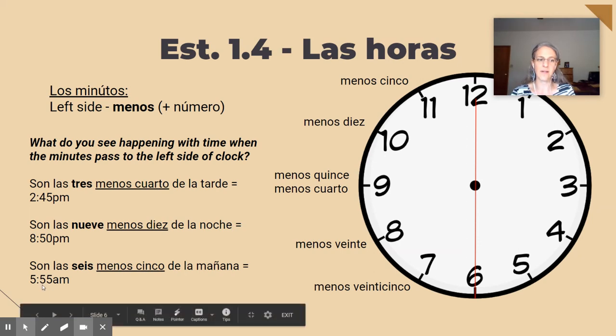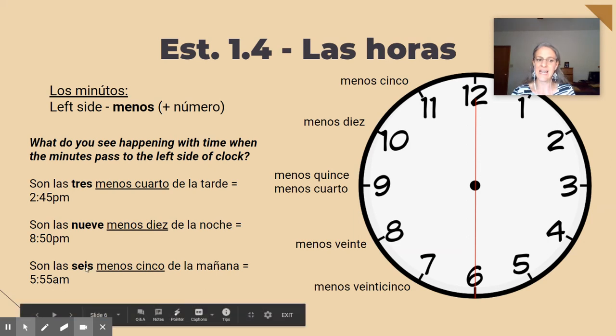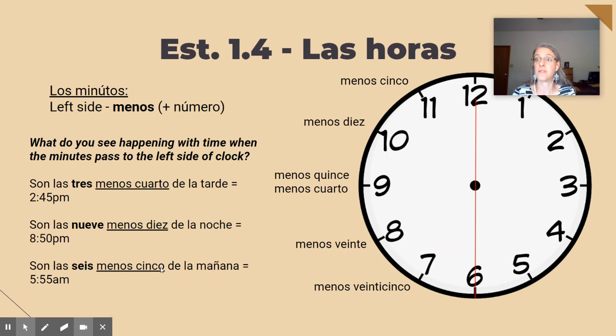Okay, and last one, if it's 5:55, I'm going to talk about the 6 o'clock hour. And how many minutes till 6? 5 minutes till 6. So I would say son las 6 menos 5. Okay, so know that we're speaking in subtraction. For the minutes between 31 to 59, we talk about the next hour and how many minutes until that hour.